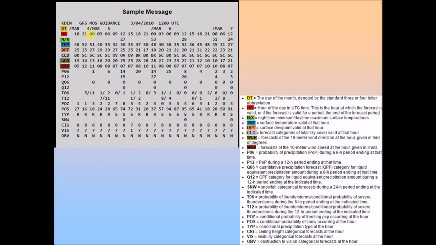Why? Because 0Z in Greenwich is midnight, and we know that when midnight comes, it starts a new day, just like it does in local time. Midnight would always start a new day.